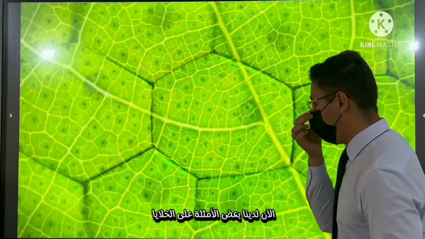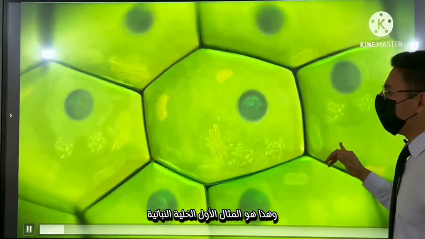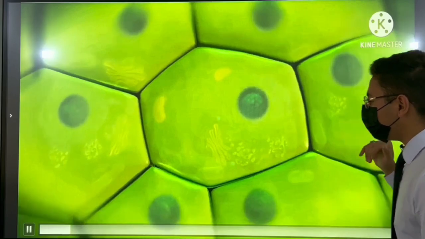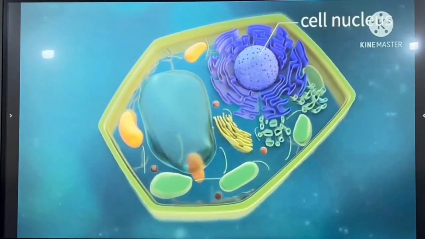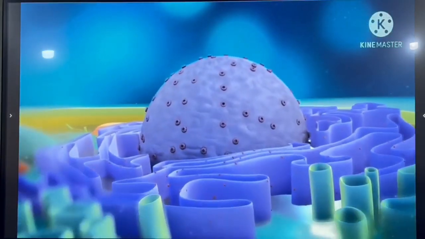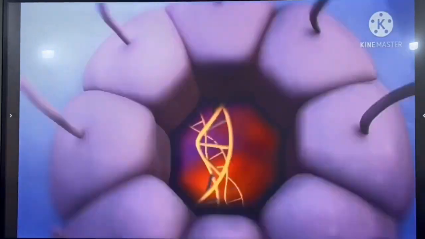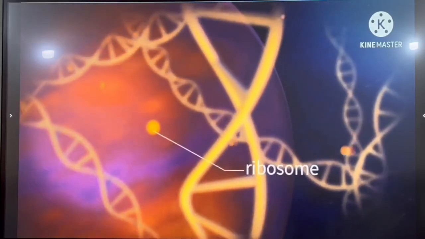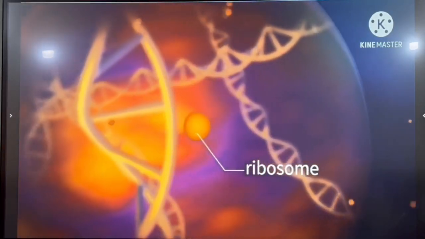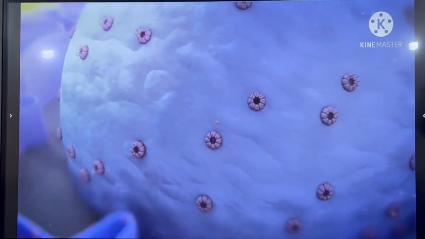Now we have a few examples of cells. This is the first example, the plant cell. Like an animal cell, it contains a cell nucleus in which genetic material is stored in the form of DNA. Inside the cell nucleus there is the nucleolus. It is a granular body built of protein and ribonucleic acid, RNA, in which, inter alia, ribosomes are produced. Ribosomes are organelles involved in the synthesis of proteins.